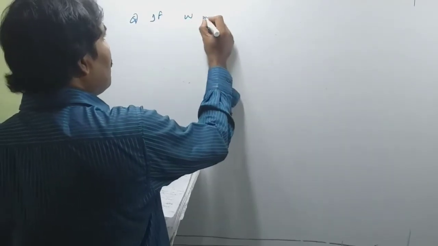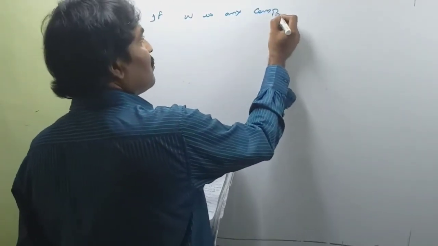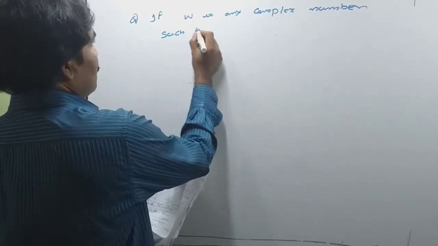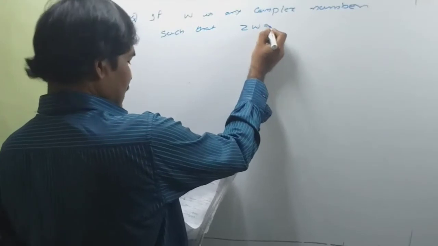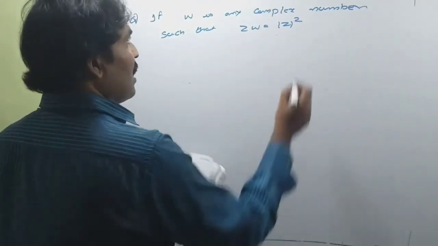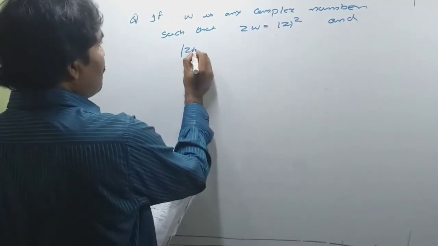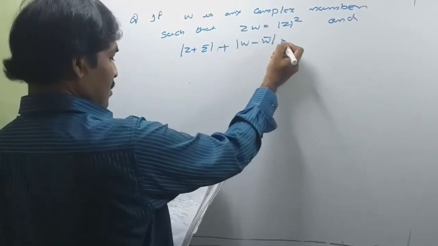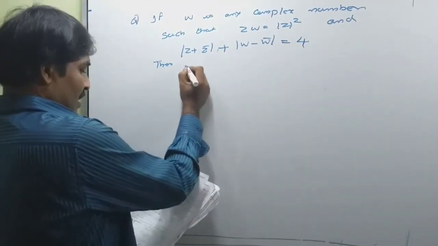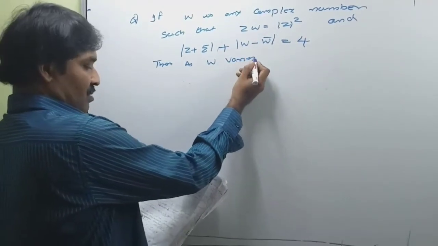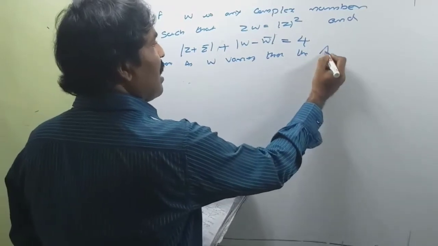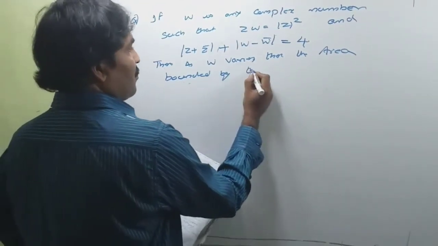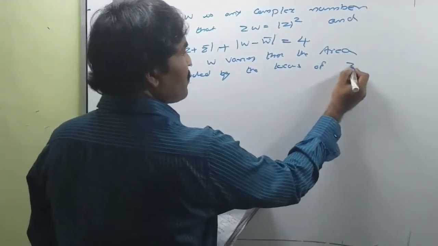If W is any complex number such that ZW is equal to mod Z square and mod of (Z plus Z bar) plus mod of (W minus W bar) is equal to 4, and as W varies, then the area bounded by the locus of Z is.